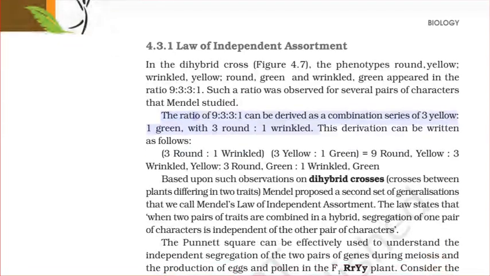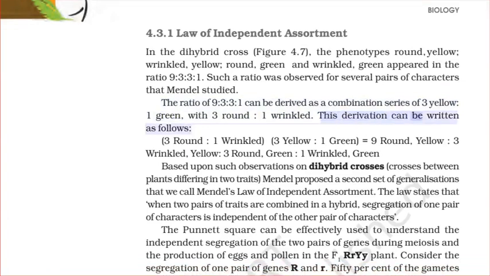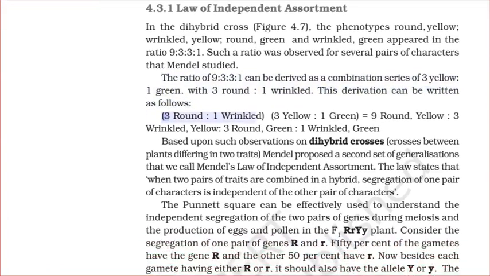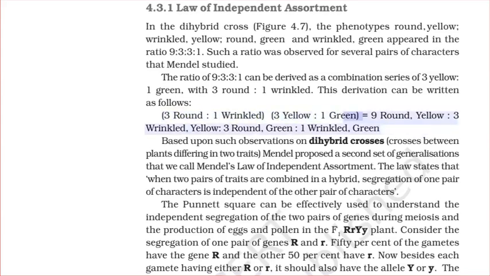The ratio of 9:3:3:1 can be derived as a combination series of 3 yellow:1 green with 3 round:1 wrinkled. This derivation can be written as follows: 3 round:1 wrinkled, 3 yellow:1 green, equal to 9 round yellow:3 wrinkled yellow:3 round green:1 wrinkled green.